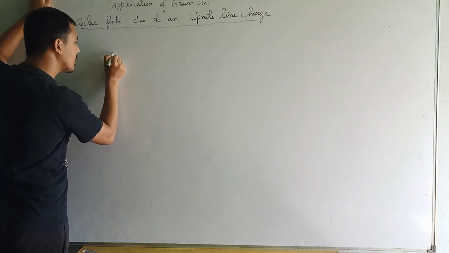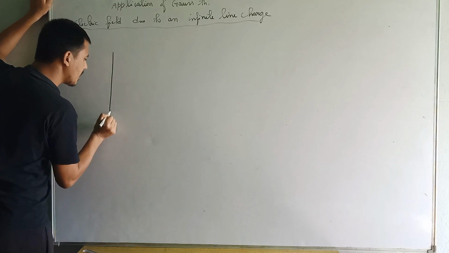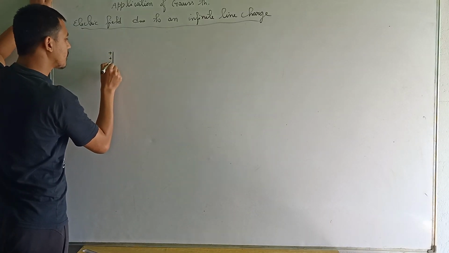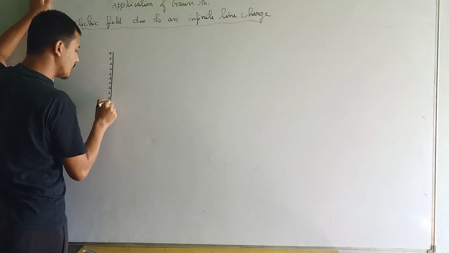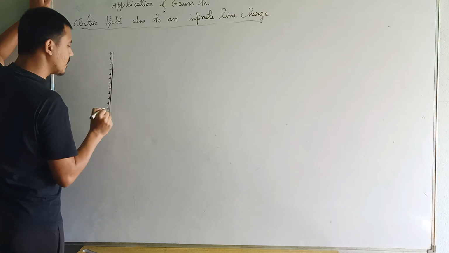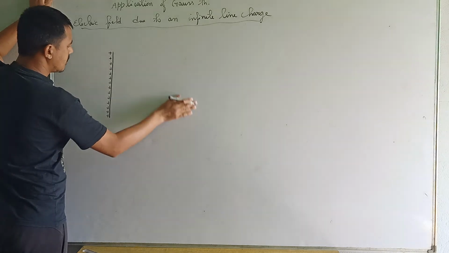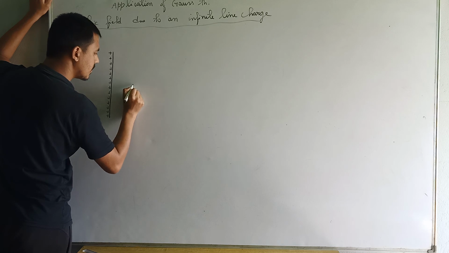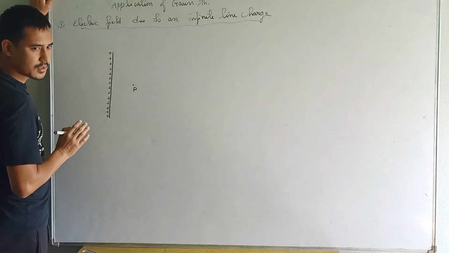So consider an infinitely long thin line charge. Infinitely long. Okay? Having positive charge. Is it okay? Uniformly distributed along its length. Is it alright? Yes. Now, I want to find out the electric field at any point P due to this line charge.